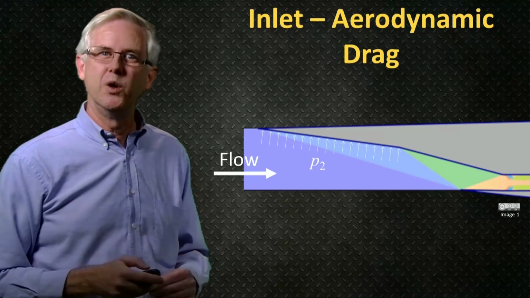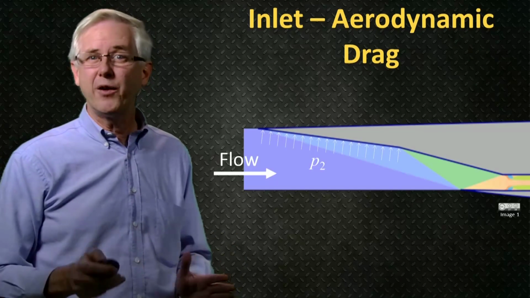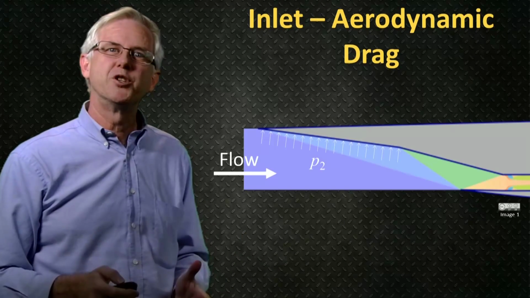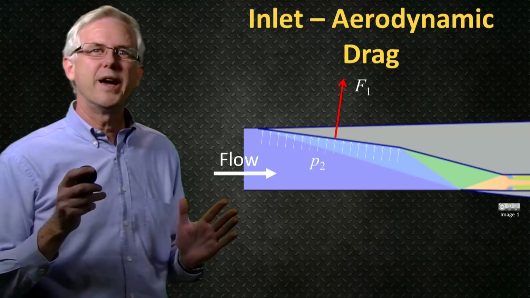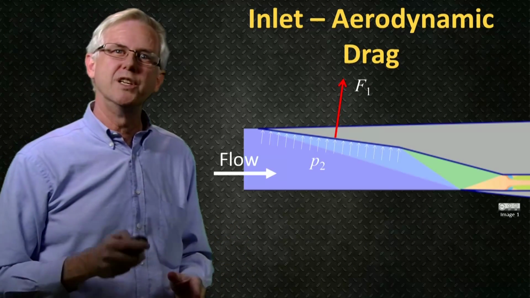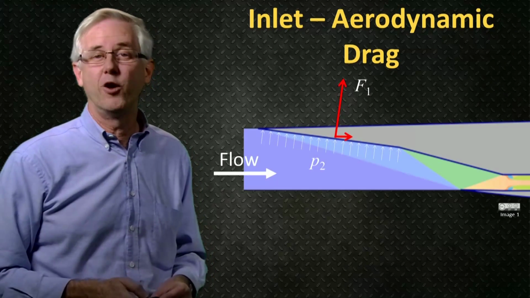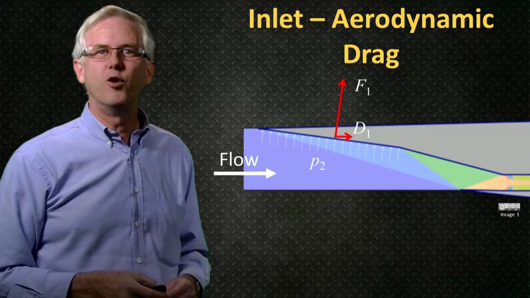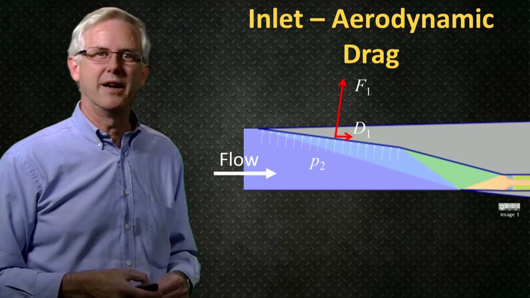Pressure P2 will act on this surface. P2 will act over the area of this surface of the inlet, its length times its width, to produce a resultant force F1. Now, if we're interested in the aerodynamic drag force, we're only interested in the component of this force that's acting in the direction of the oncoming flow. So that is the aerodynamic drag force acting on this surface of the inlet, and we can call that D1.